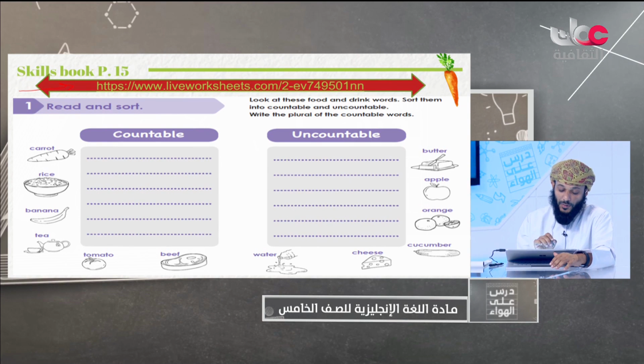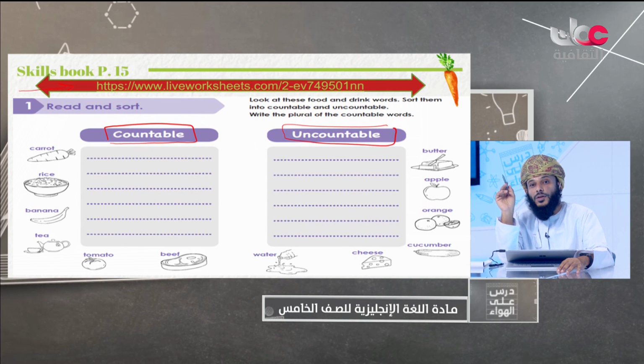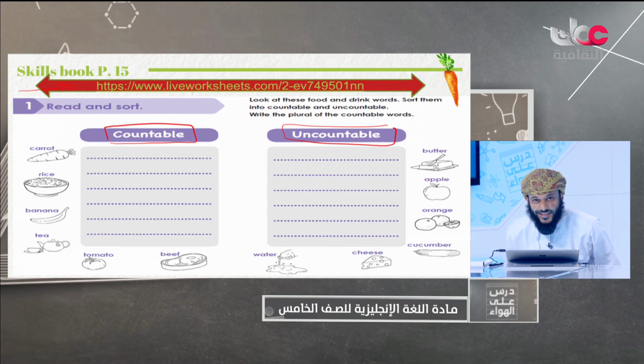Yalla. Of course, we have here countable nouns and here uncountable nouns. If the word is countable, you have to write its plural. If it's uncountable, you have to write it as it is. Yalla, we have carrot, rice, banana, tea, tomato, beef, water, cheese, cucumber, orange, apple, and butter.